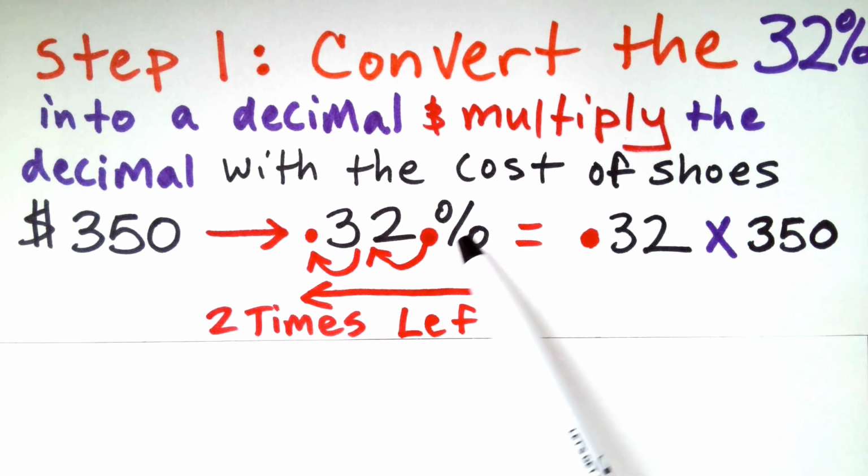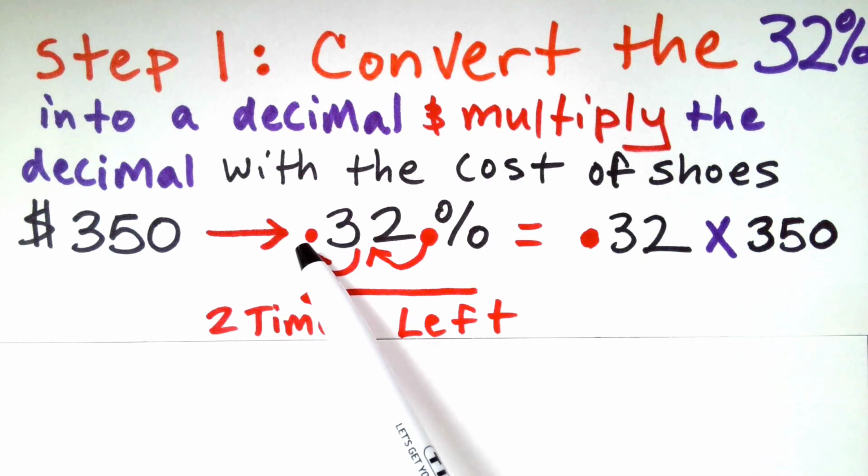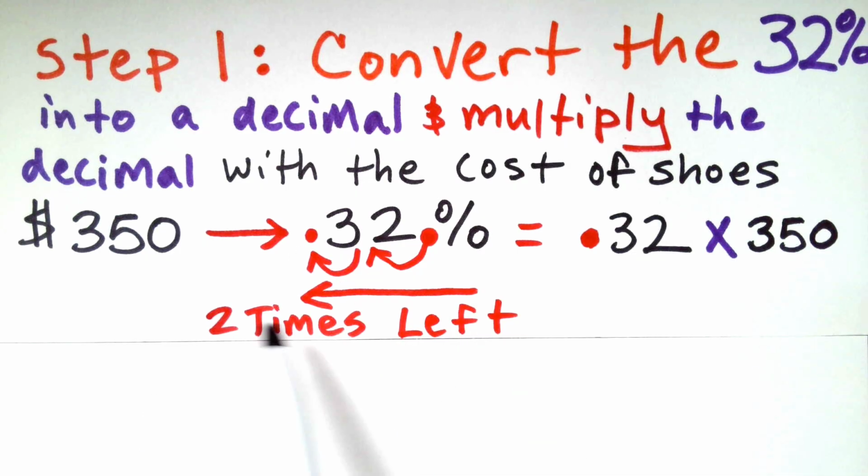So you have 32%. There's the invisible decimal. Show that decimal, and you're going to move that decimal 2 times to the left, 2 times to the left. You're going to get rid of the symbol, and you'll have your percent as a decimal, right? 32 hundredths or 0.32. Now you're going to multiply that decimal value times the original cost of the item, which you can see here was $350.